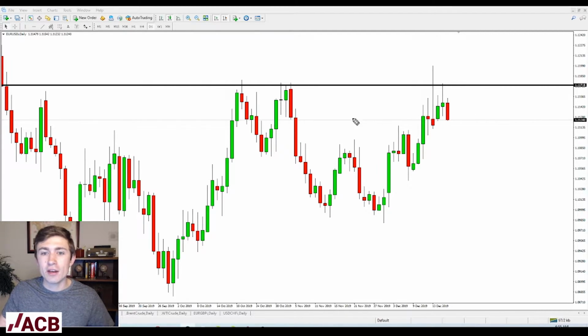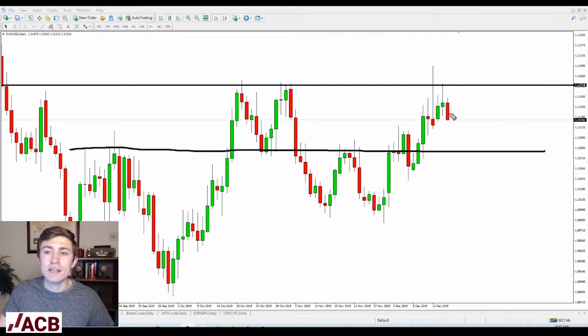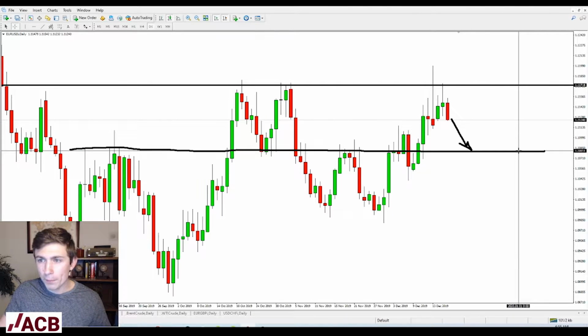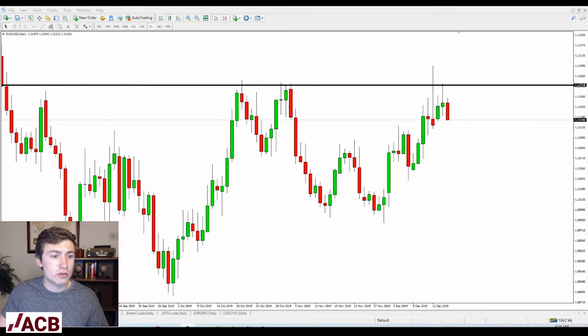Now the next area of interest to me might be this area here. So if price can start making a move to the downside, I think we could continue heading down towards this area here. Let's take a look at what level that is. 1.1081. That might be an area that I'll be watching there on Euro USD and at least consider. So let's go ahead into GBP USD.